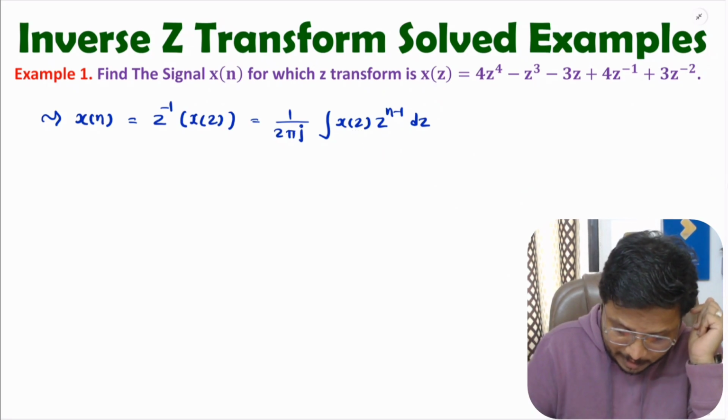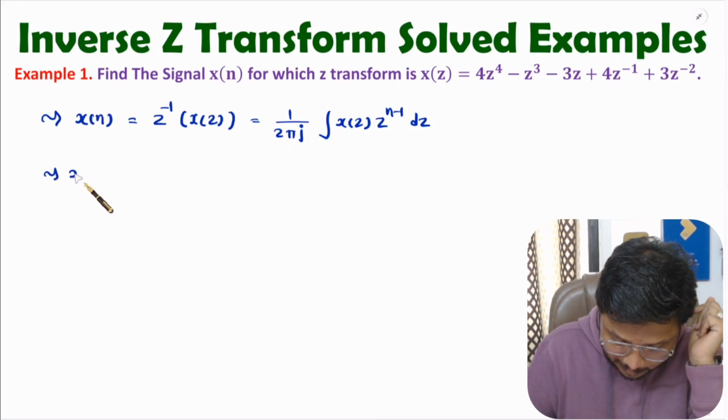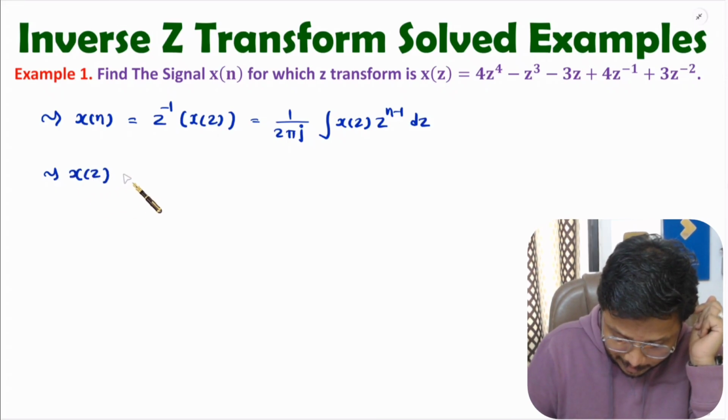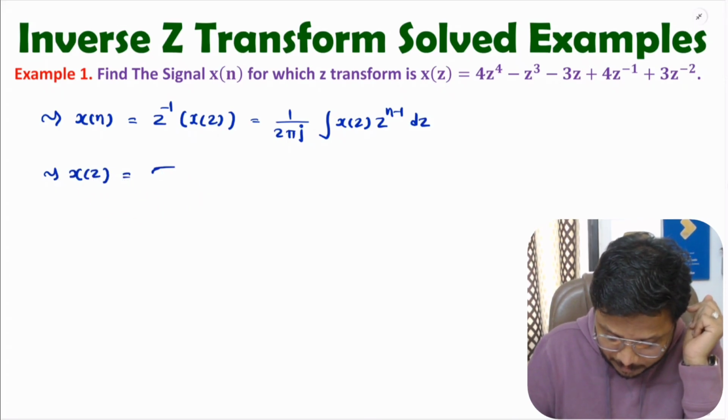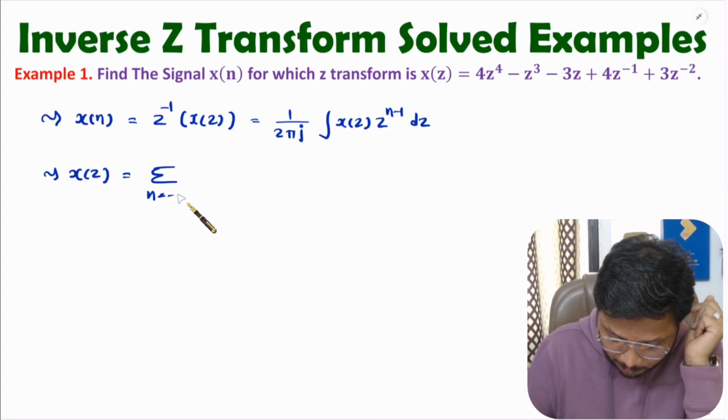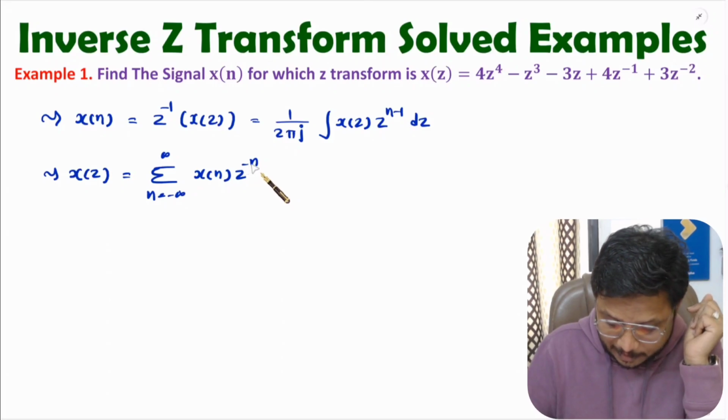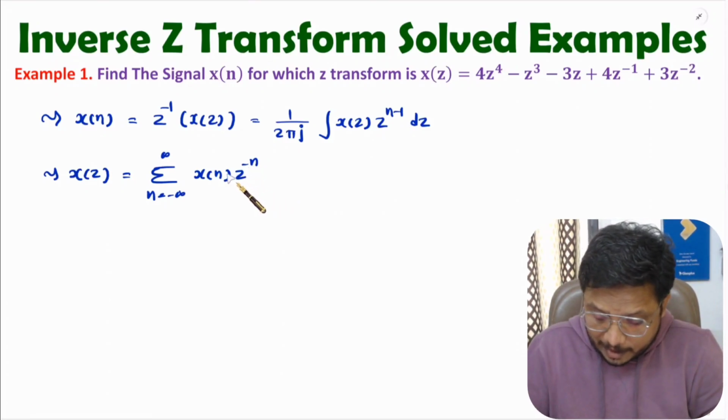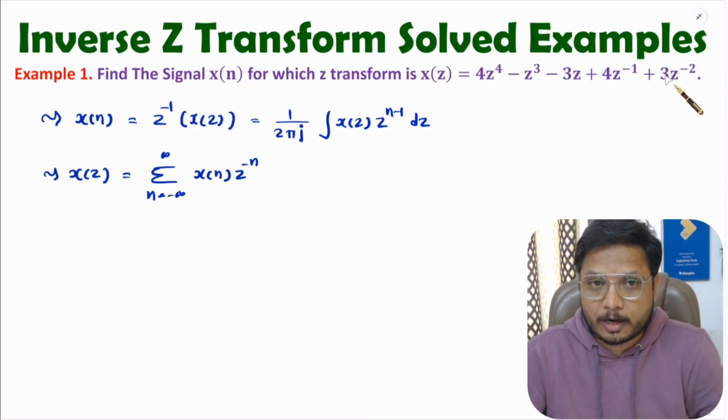Here we have been given x of z, right? And x of z is the summation of n varies from minus infinite to plus infinite, x of n into z to the power minus n. Here we have x of z in the form of a polynomial. So let me write this polynomial in proper order.